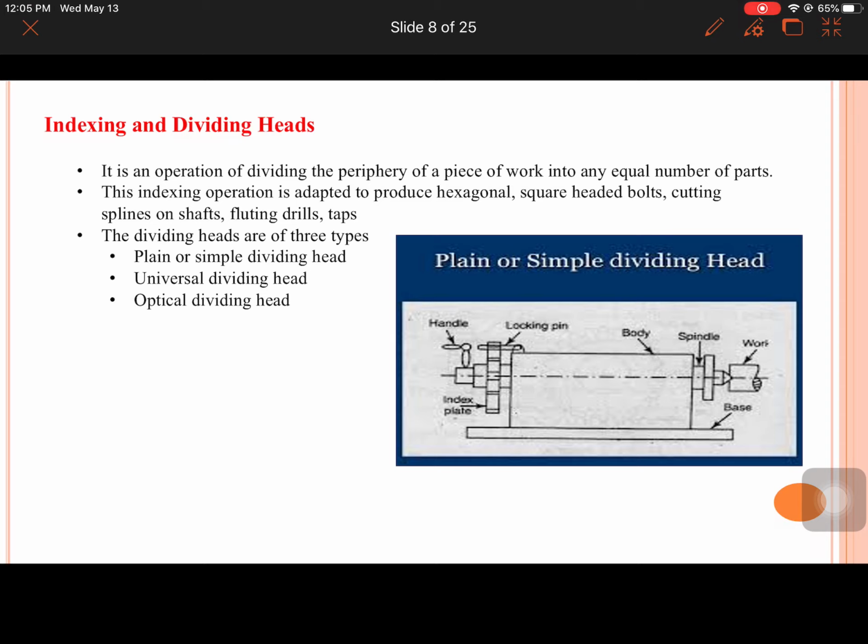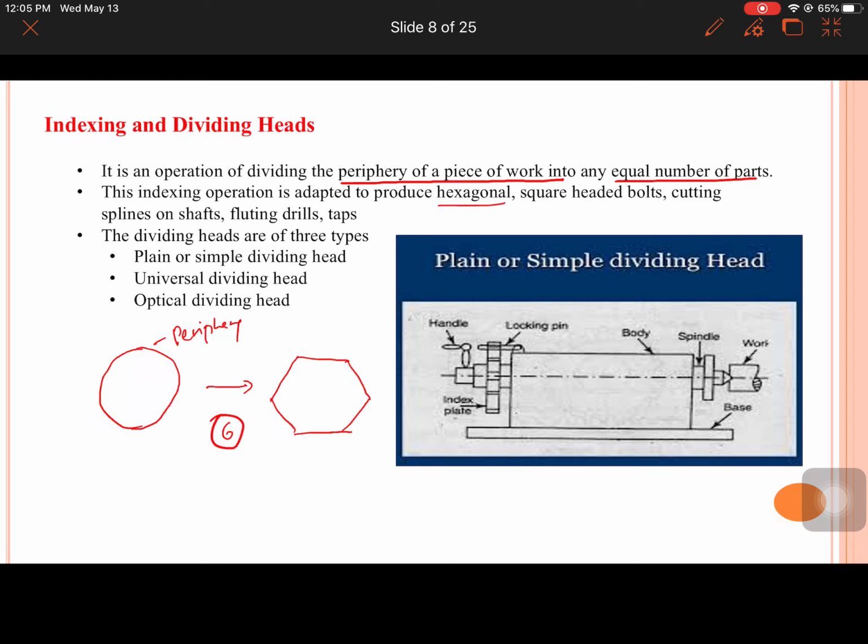Indexing is nothing but an operation which is used to divide the peripheral surface of the work part into an equal number of divisions. Let us understand this with a simple example. Suppose I have a cylindrical work part, and I need to convert this into a hexagonal bolted surface or hexagonal bolt. So I need to divide this periphery into how many divisions here? 6 divisions, so that I can achieve the hexagonal bolted surface.